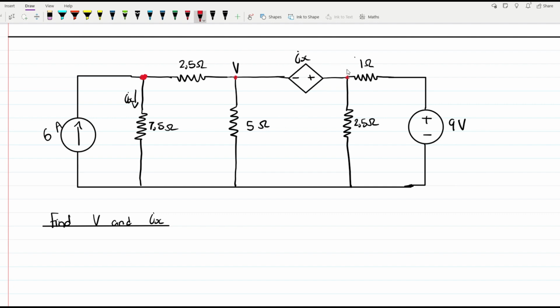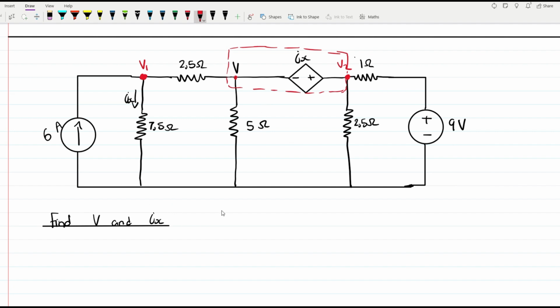But since we have an independent current source right here, now we have what we call a super node. So basically this whole thing right here is a node. This whole thing right here is a single node. So we're going to start by labeling the nodes that we have. We can call this one V1, and then we can call this node right here V2, and then we have all of this as a super node.